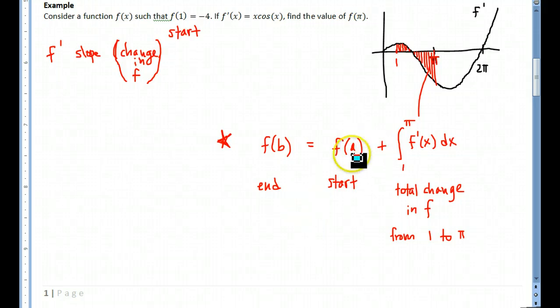Okay, so what are we starting at? We're starting at x equals 1. But what you actually start with is -4. So I'll rewrite this in a step. This is f of 1, and this would be f of what? F of pi.